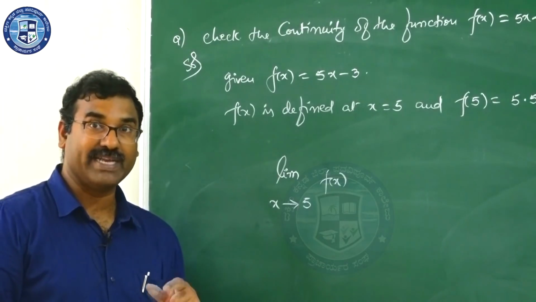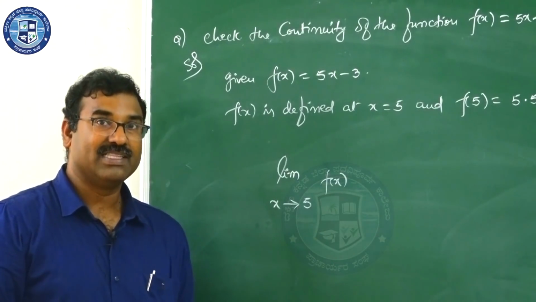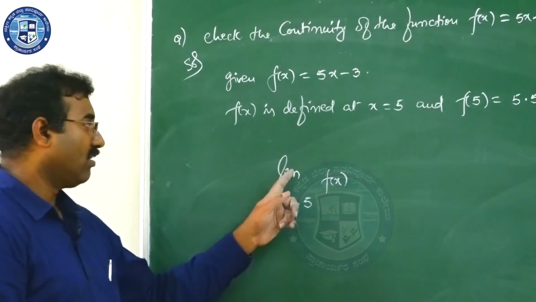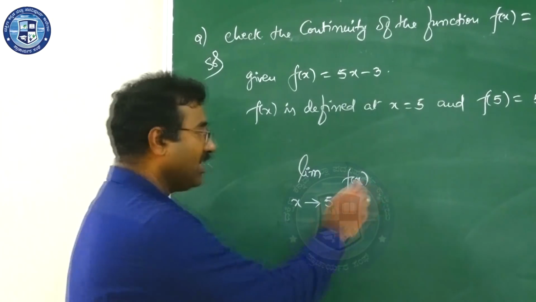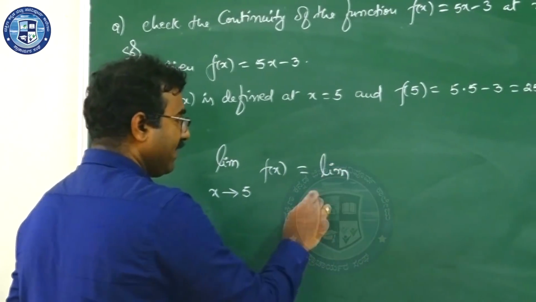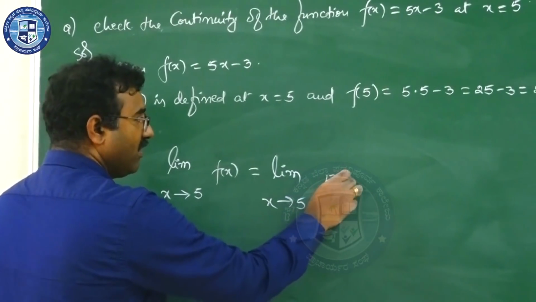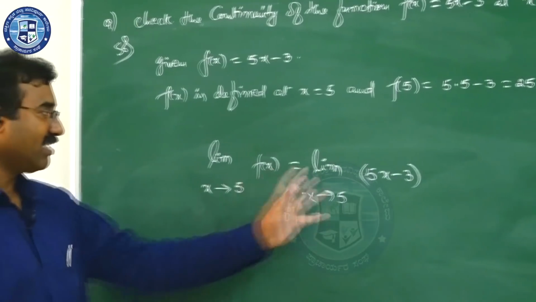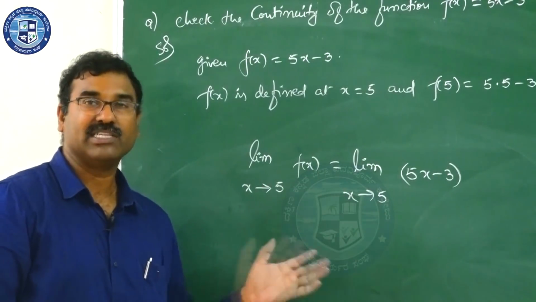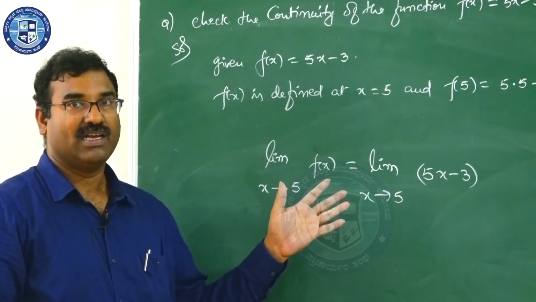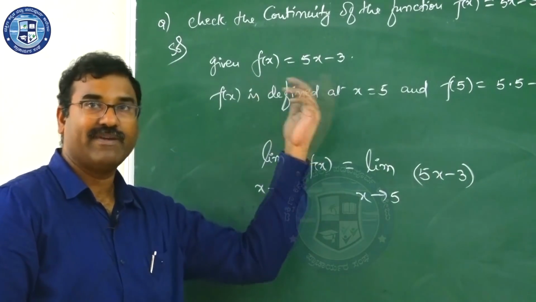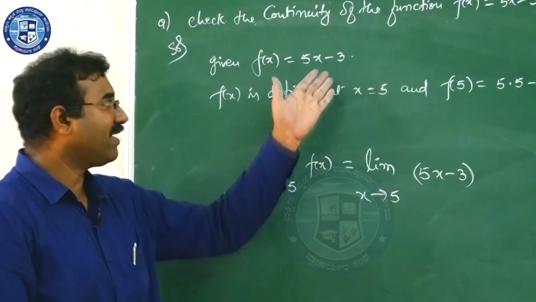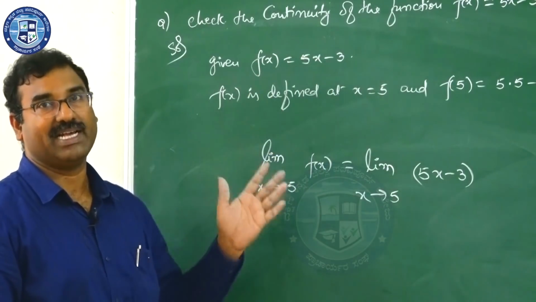Whenever the function is splitting where you are working, there may be a need for left hand and right hand limits. Be careful. So limit x extends to 5 of f(x) is equal to limit x extends to 5 of 5x minus 3. I am not working with left hand and right hand limits here. In a single stroke I am writing limit x extends to 5, because the function is not splitting at x equal to 5. That means there is no one function for less than 5 and another for more than 5. It is one function for the entire real number system.